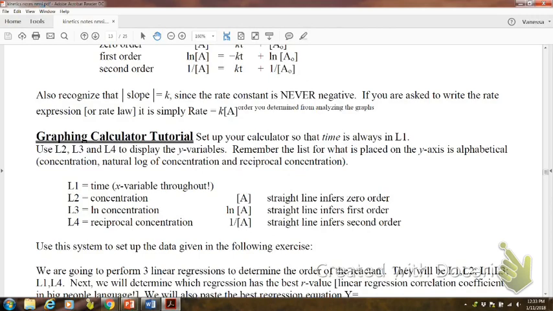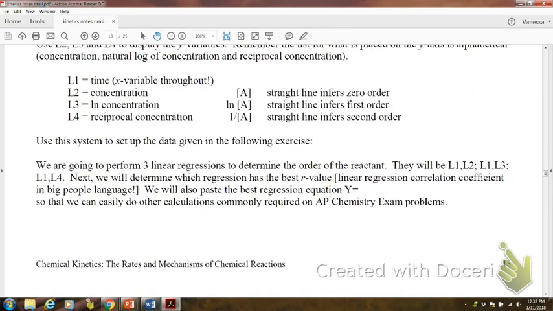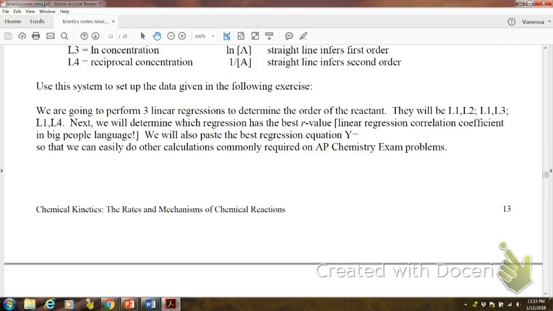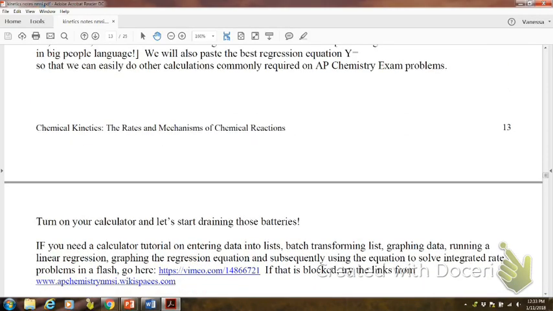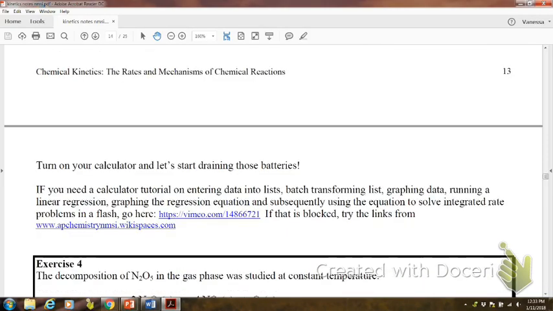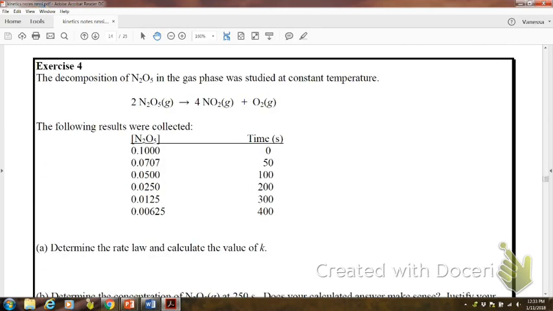Okay? So you're going to perform three linear regressions. And everybody has a calculator to use, right? I put a bunch back there and said go put batteries in them to get them to work. Okay, because if you try to do this without following along, it's going to be a little bit more difficult. So we're going to start with this one. Your time is always going to be your L1.